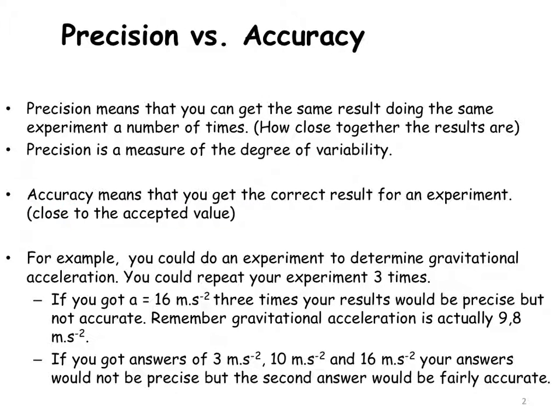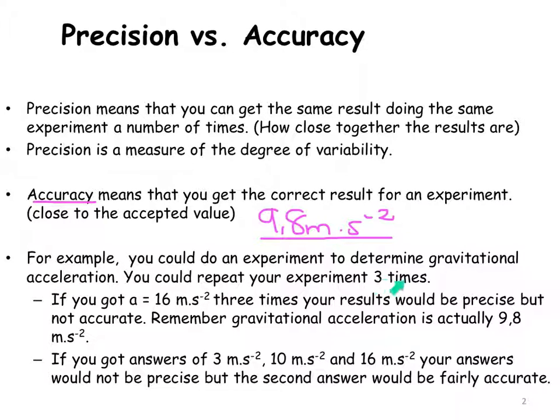Accuracy means that you get the correct result for the experiment. So if there's a documented value, for example, gravitational acceleration is documented to be 9,8 meters per second squared. That's how fast an object should fall in terms of its rate of falling. If I get an answer like that, then I have got an accurate answer. So let's look at an example. You could do an experiment to determine gravitational acceleration.